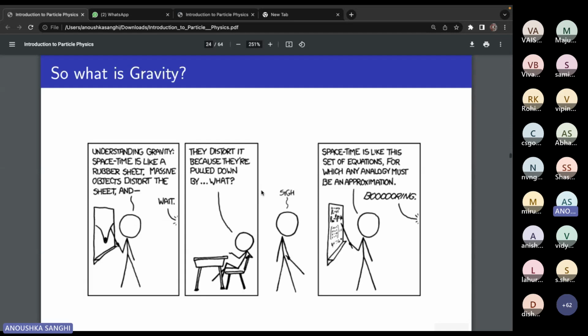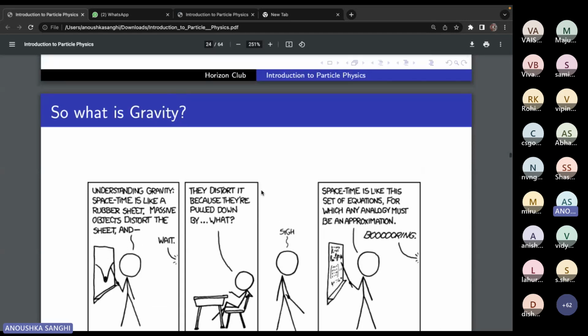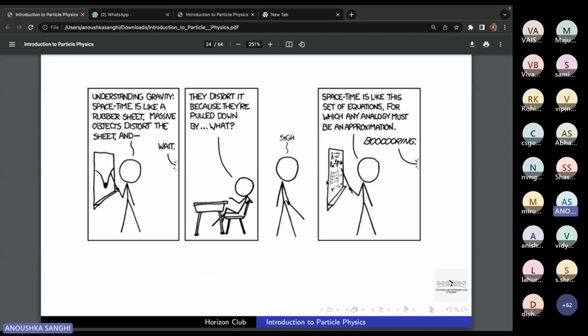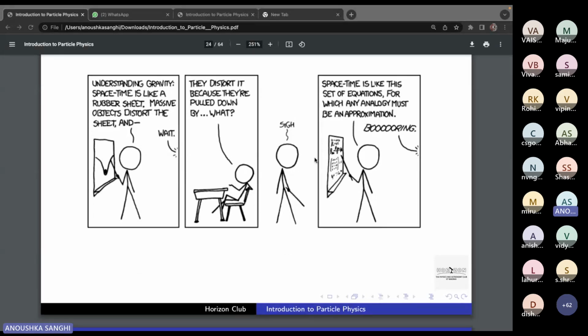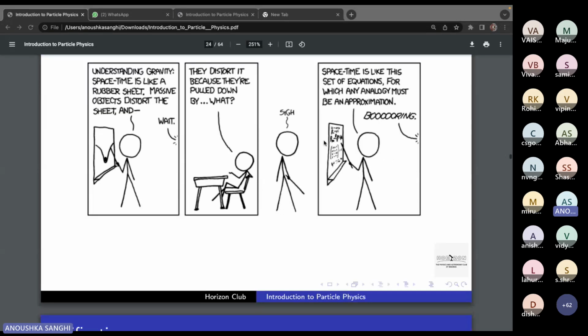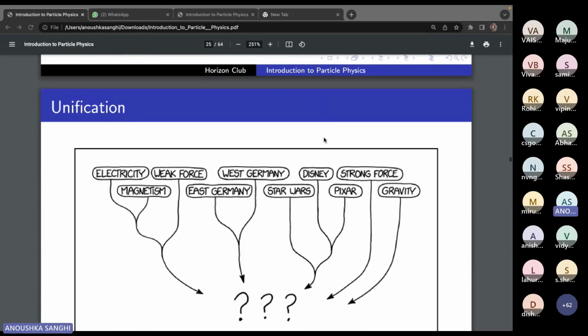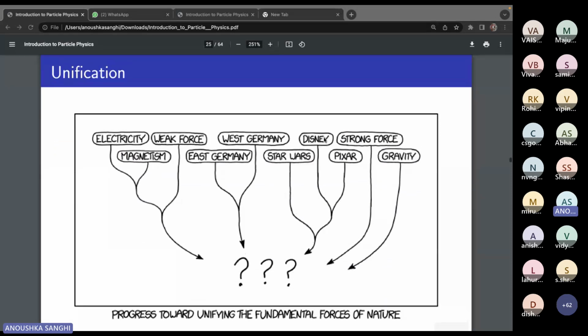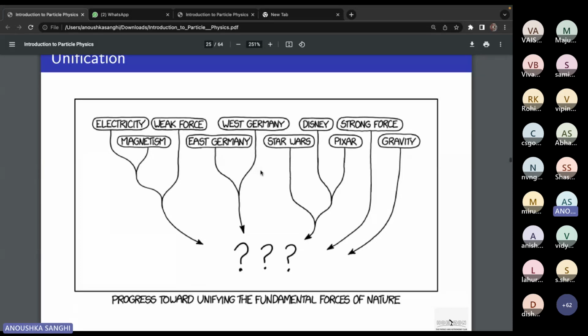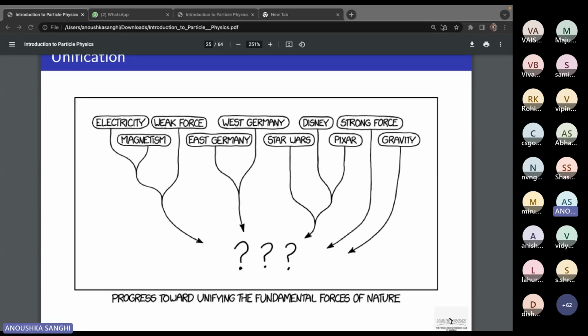What is gravity? Since you know the concepts, the Newtonian concept and Einstein's concept of distortion of space-time caused by a heavy object, that is Einstein's concept. So that's what it was all about. But the main thing is the unification. Can it happen? Can I talk about unification of various forces, or can we define a grand unified theory?